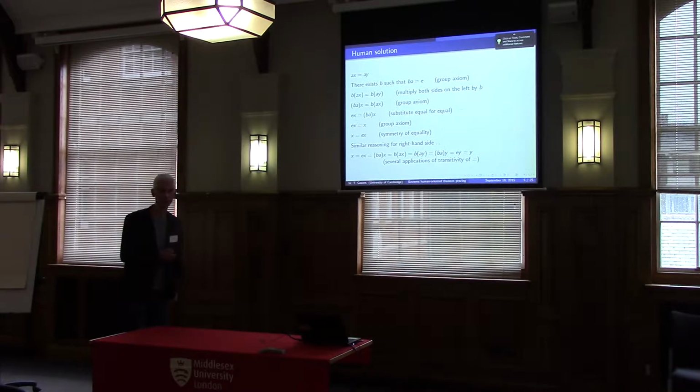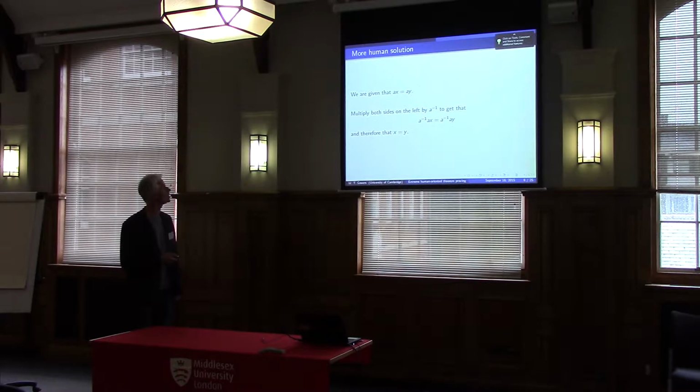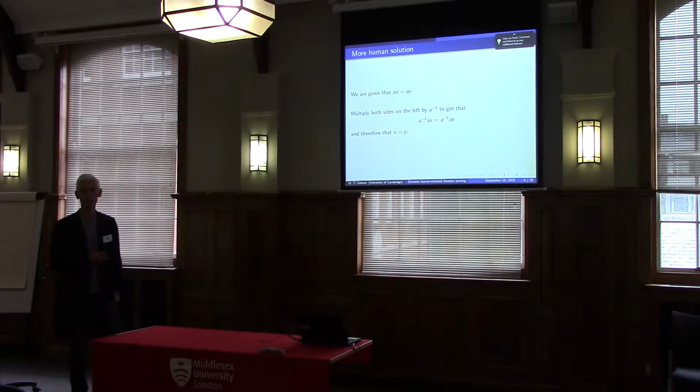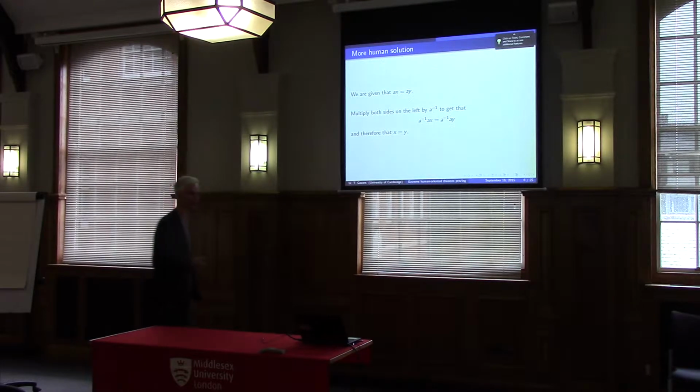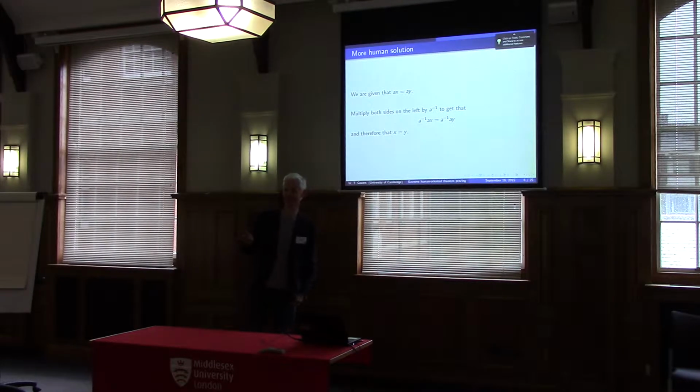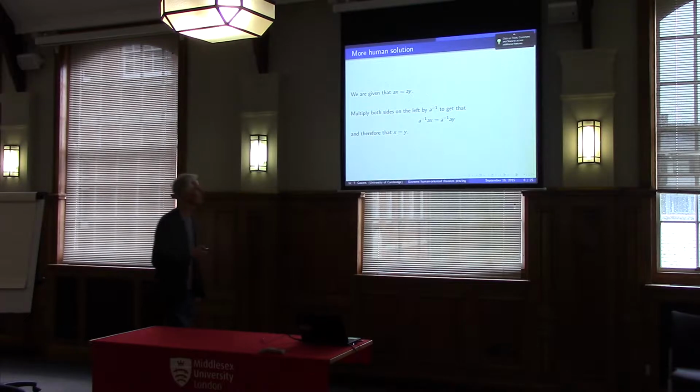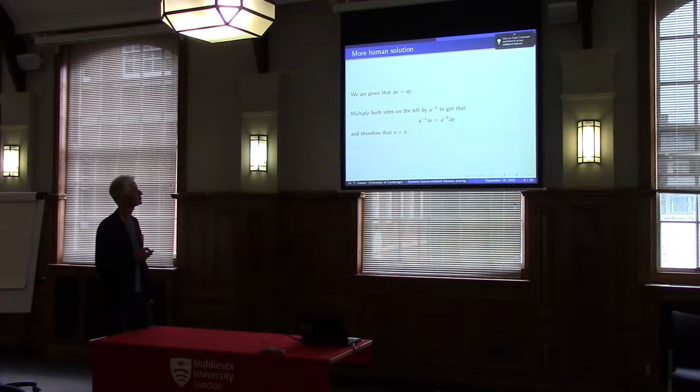How would a human actually think about it? It would be more like this. You just multiply on the left-hand side by the inverse. Notice I haven't even bothered to put brackets there, because the way a human would think about associativity is that you just don't need brackets. A human would jump straight from there to there, and if asked to justify it, they'd say, well, a to the minus 1 times a is the identity, and the identity times x is x.